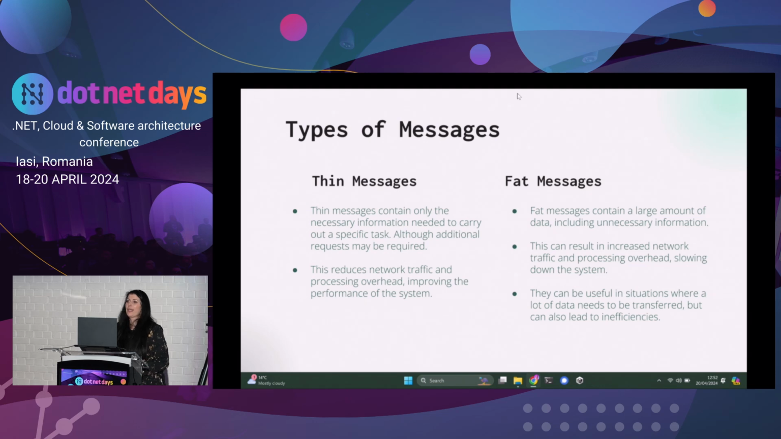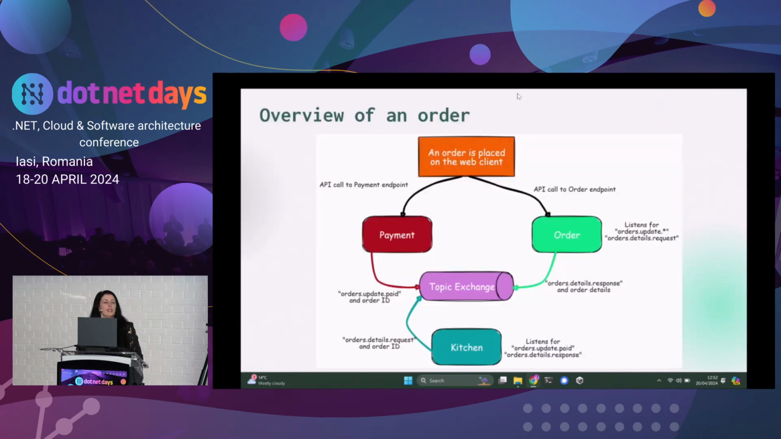Now, on the other hand, we have fat messages. Now, they have a lot of data. They're a lot bigger. They can result in increased traffic, and they can slow down the system. But they are useful where you need a lot of data transferred. So I'm going to show you how that works in Taki-Taka, so you can bear this in mind for your inter-module communication.